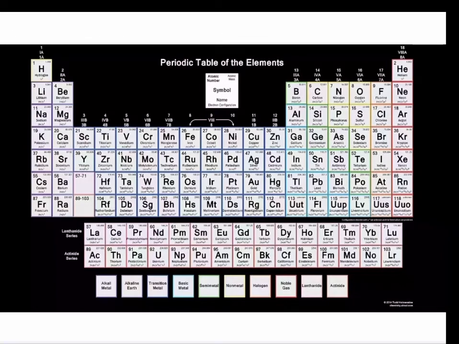So you see the 4th period. In the 4th period, potassium and calcium are normal elements in the left side. In the right side, gallium to krypton. These are normal elements. In the center, scandium to zinc. These are first transition series.